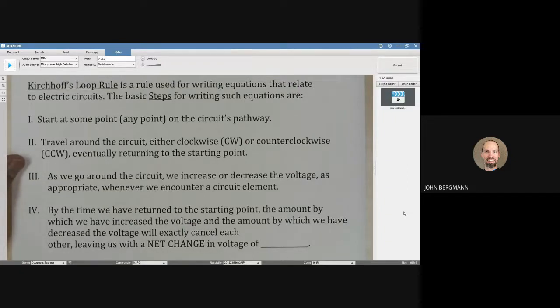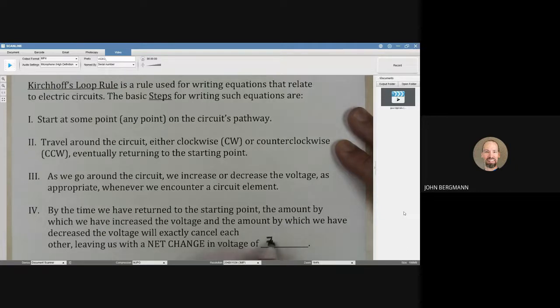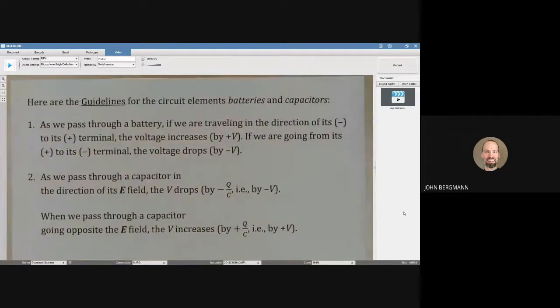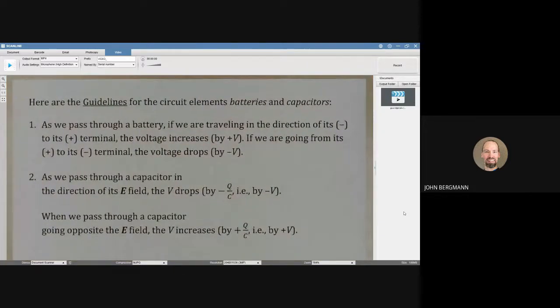As we go around the circuit, we increase or decrease the voltage as appropriate whenever we encounter a circuit element. By the time we have returned to the starting point, the amount by which we have increased the voltage and the amount by which we have decreased the voltage will exactly cancel each other, leaving us with a net change in voltage of 0. So once you get back to your starting point, you end your equation by writing equals 0. Here are the guidelines for the circuit elements, batteries, and capacitors.